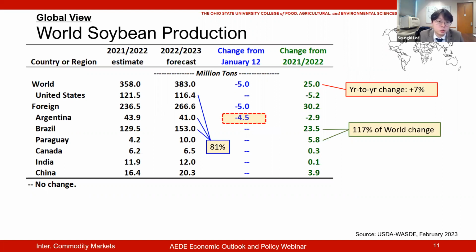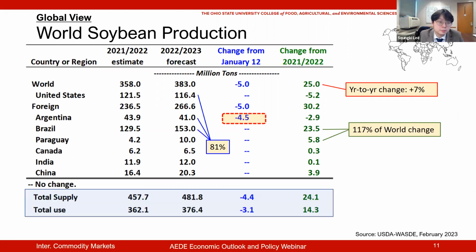Again, Argentina's soybean production is also adjusted down by 4.5 million tons. So basically, Argentina is having a drought issue, and their production level has been adjusted down a lot during the last 2 or 3 months.